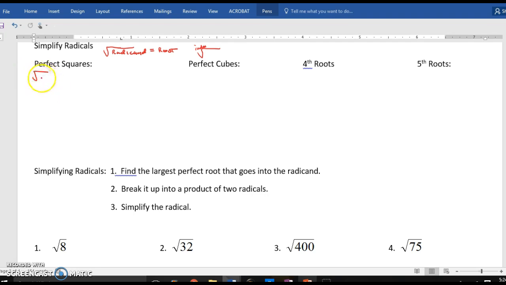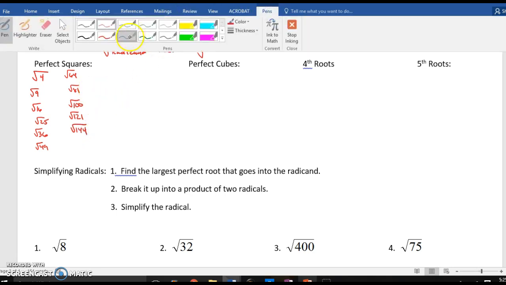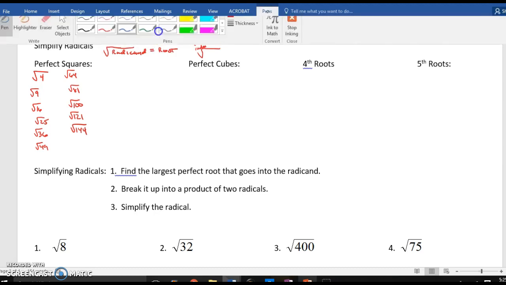So right away, perfect squares. I take 2 and raise it to the 2nd power. I'm going to take my counting numbers, raise it to the 2nd power. So 2 squared is 4. 3 squared is 9. 4 squared is 16. 5 squared is 25. 6 squared is 36. 7 squared is 49. 8 squared is 64. 9 squared, 81. 10 squared is 100. Then 11 squared is 121. 12 squared is 144.